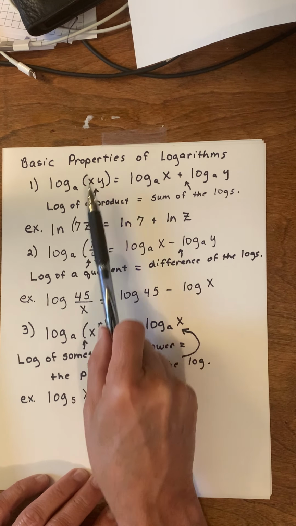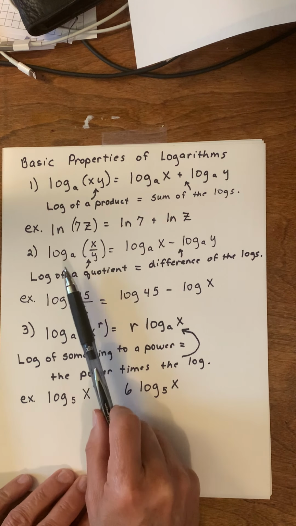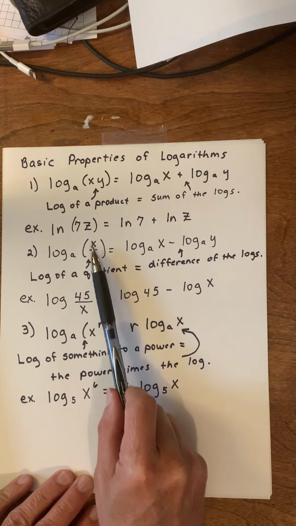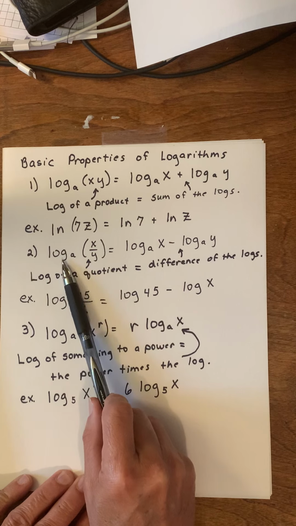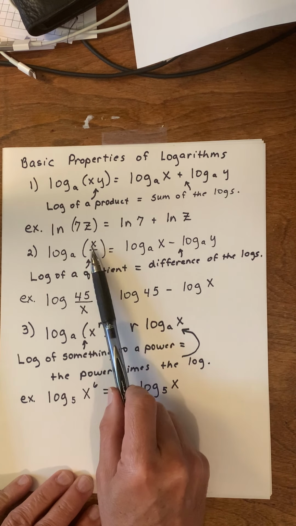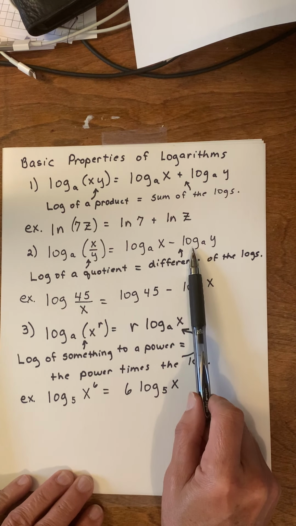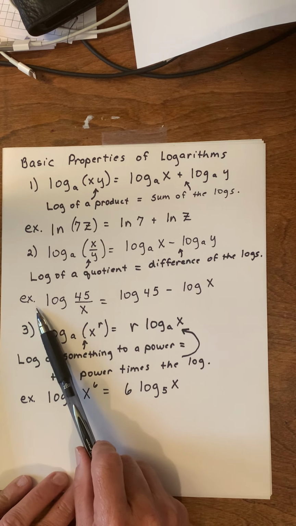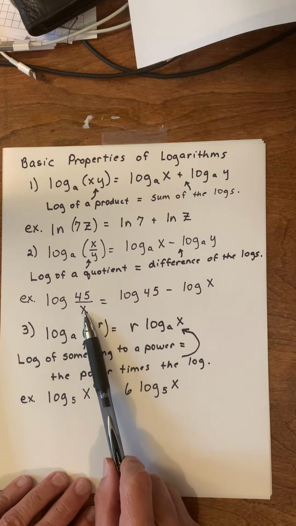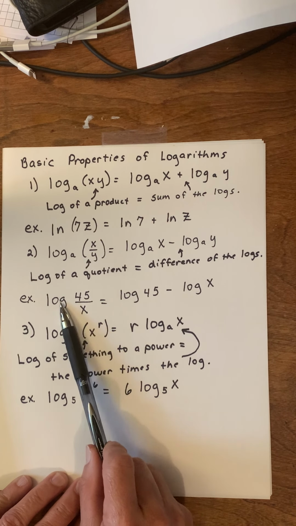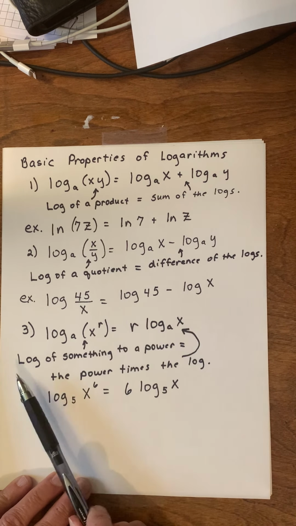Now we're going to be using these concepts to what we call expand a logarithmic expression. Log of a product equals the sum of the logs. That's the first one. Here's the second one. Log of a quotient equals the difference of the logs. So the log of a quotient equals the log of the numerator minus the log of the denominator. For instance, this is log base 10, of course, log of 45 over x, hey, there's a quotient, equals the log of the numerator minus the log of the denominator.